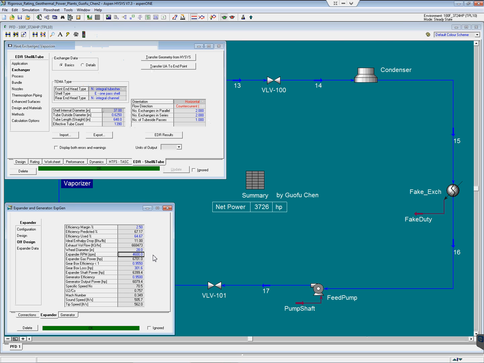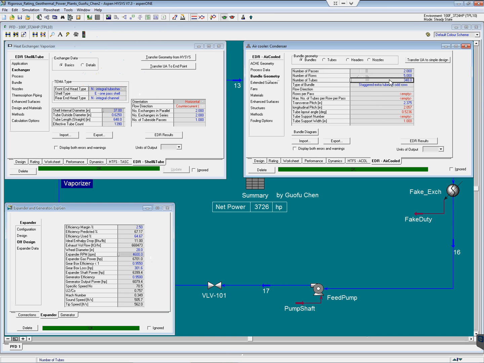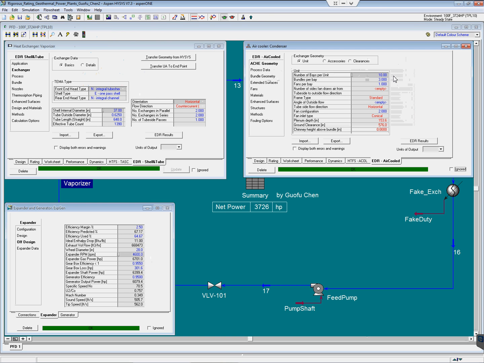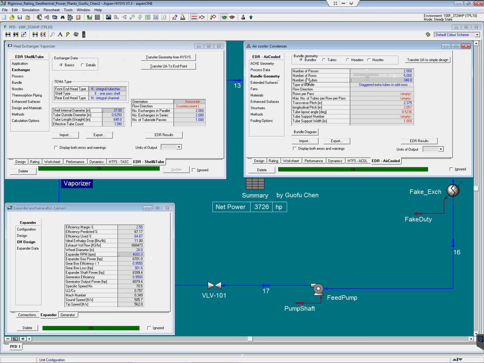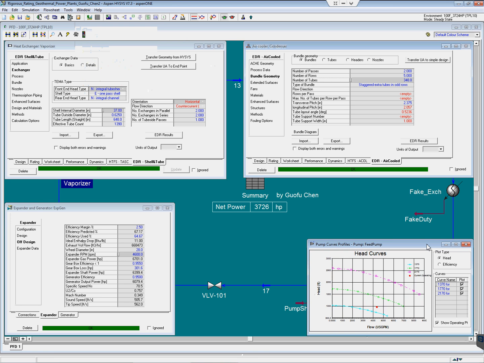The expander is a radial type with a wheel diameter of 28 inches, and it is rotating at a speed of 4600 RPM. The condenser has 10 bays in total, and within each bundle there are 348 tubes. The feed pump is rated based on the performance curve provided by the vendor.